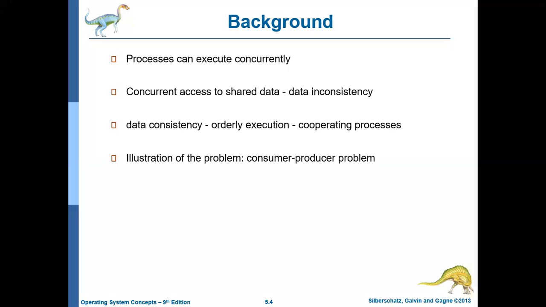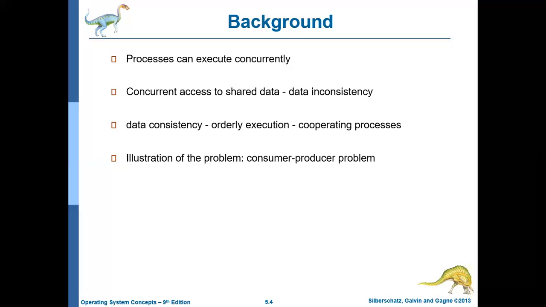Because if they are not synchronized, and they are executing concurrently and sharing a common data item, then it will lead to a problem called data inconsistency. To ensure data consistency, these processes should execute in an orderly way. If they execute in an orderly way, then the processes are said to be synchronized.